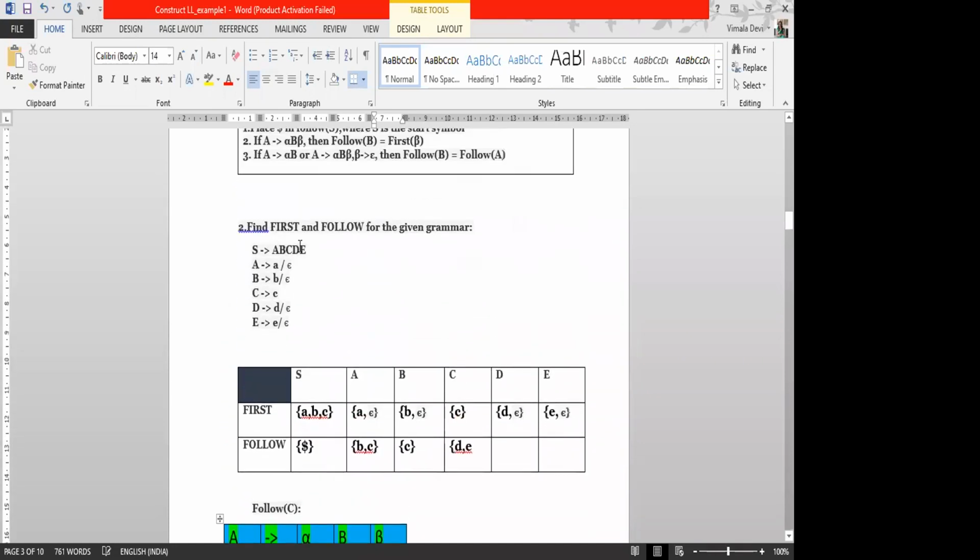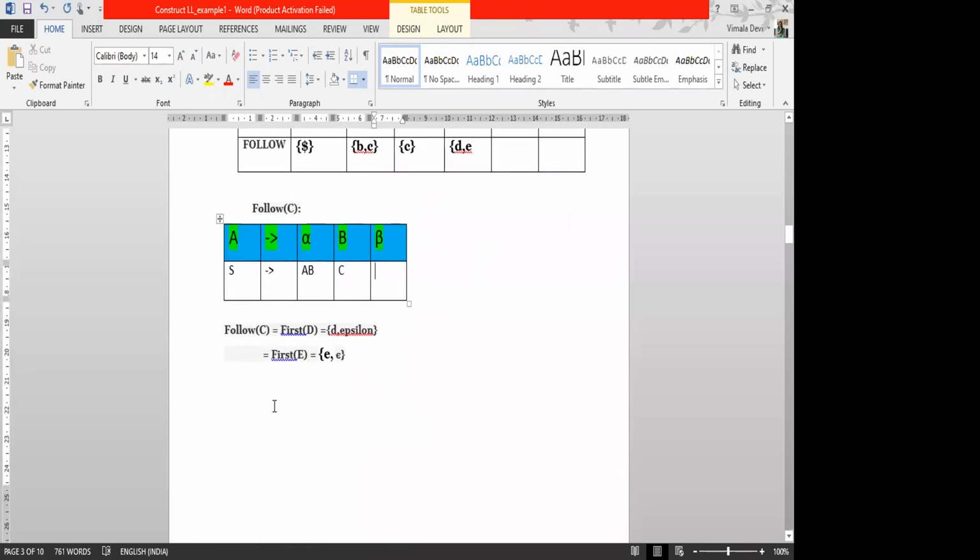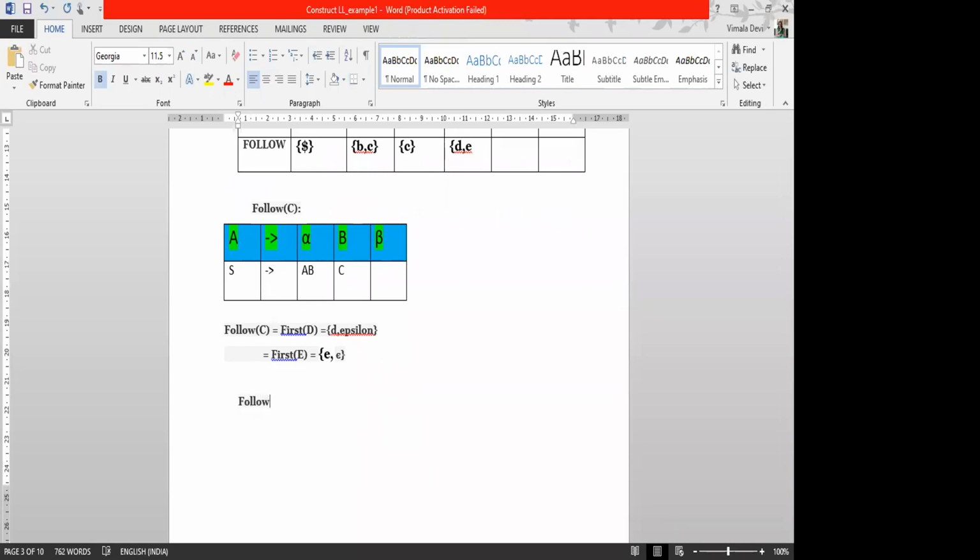I'll just show you the third rule. If your production rule is of the form A derives alpha B, it means there is no beta here, or this beta is replaced by epsilon. What the rule says: follow of B is equal to follow of A. If I apply the rule here, what is the rule I will be getting? Follow of C is equal to follow of A. Yes, so I have to include the symbol dollar here.